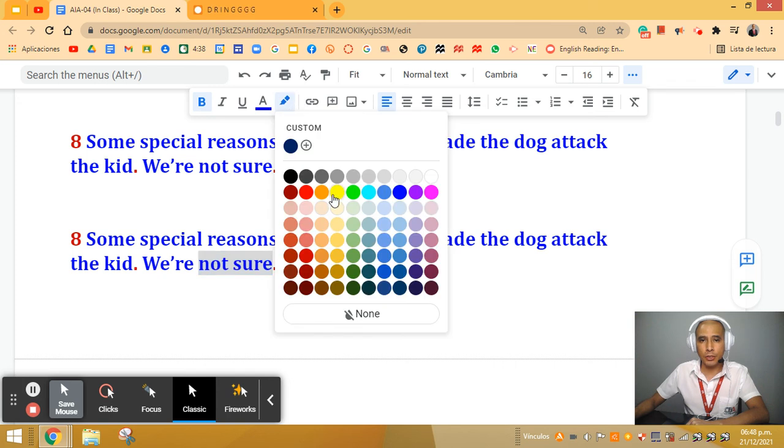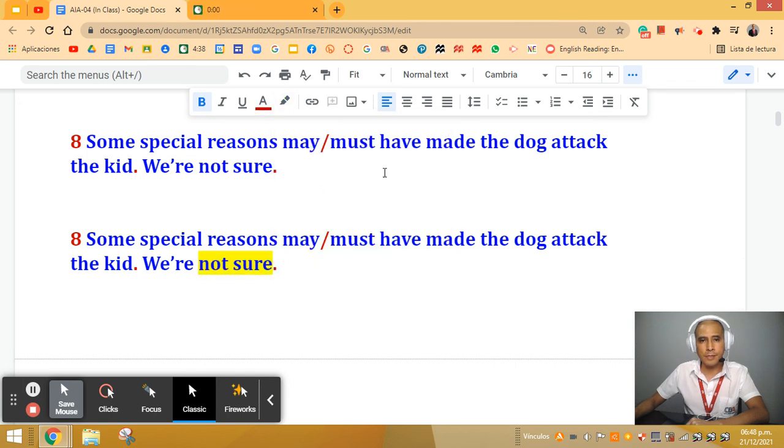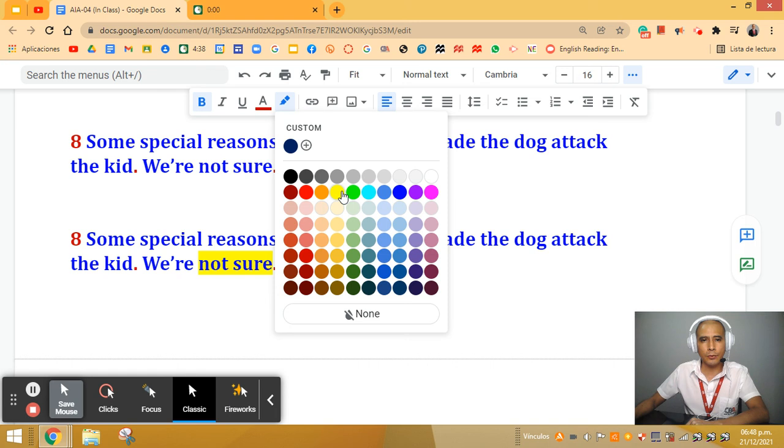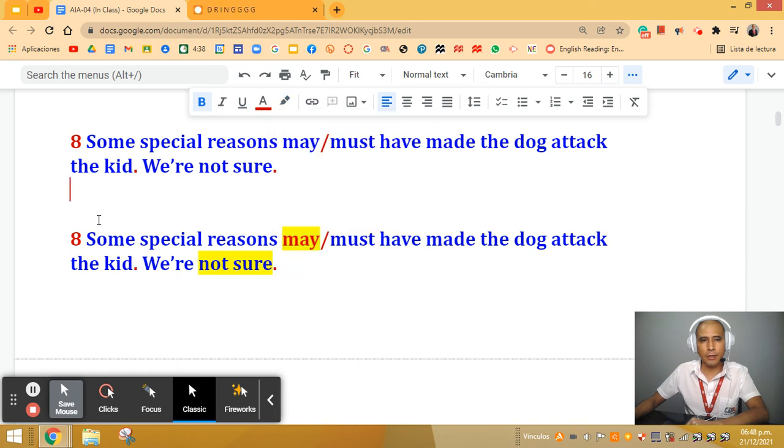Since we are not sure, it is most likely that I'm going to choose may. So I'm going to choose may here. Let me change it to red color and I'm going to highlight with yellow. So now if we read it, it makes sense. Some special reasons may have made a dog attack the kid. We are not sure. Okay.